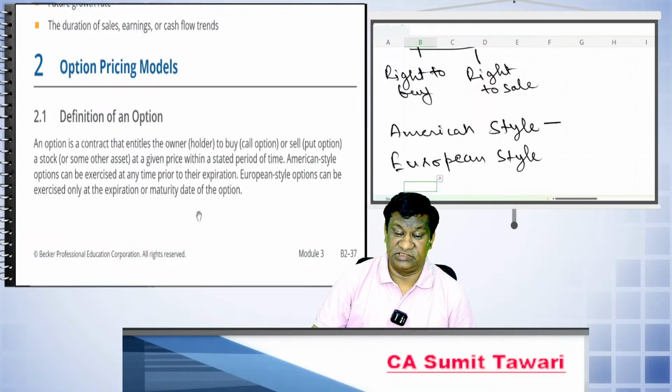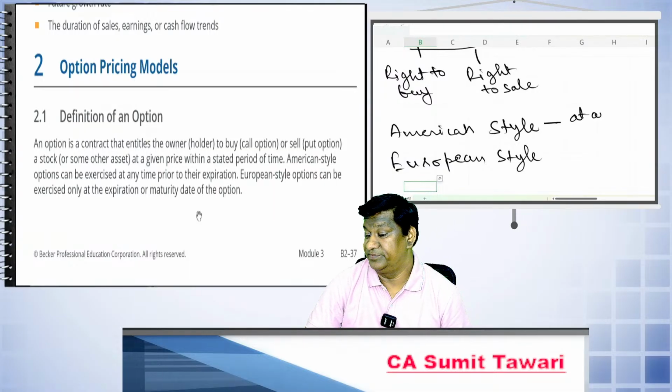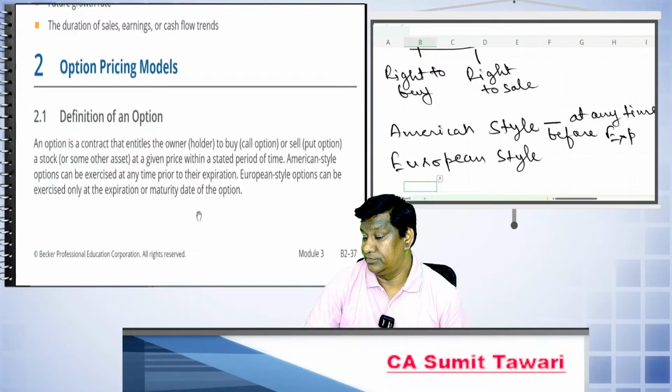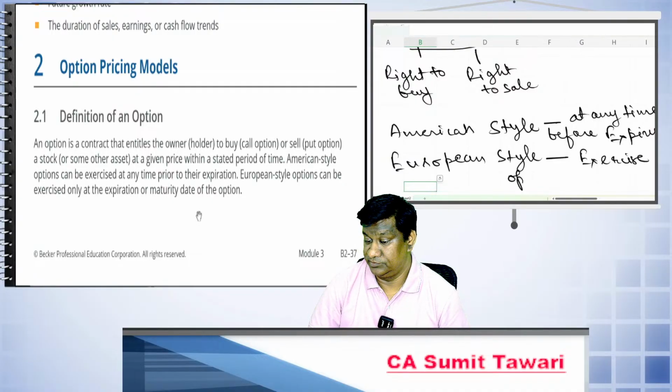In American style, you can exercise at any time before expiry. Okay, and in European style, you can exercise the option only on due date. On due date.